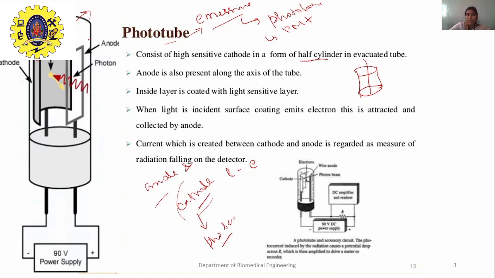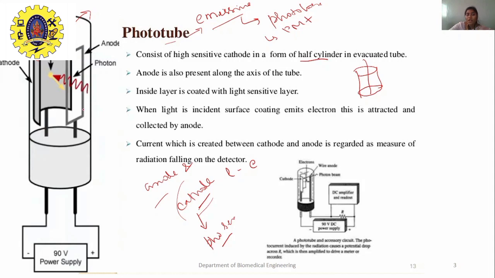No air will be let inside the chamber or the tube, so it is called an evacuated tube, right? Both the cathode and anode are placed inside the evacuated tube, which is tightly closed. This arc-shaped or half-cylinder-shaped one is the cathode, which is coated with photosensitive material, and opposite to that you have an anode, which is present all along the axis of the tube.